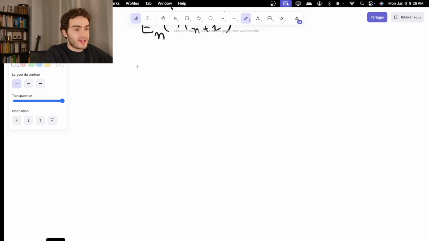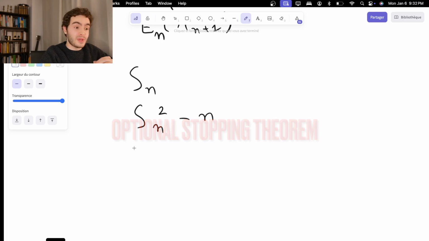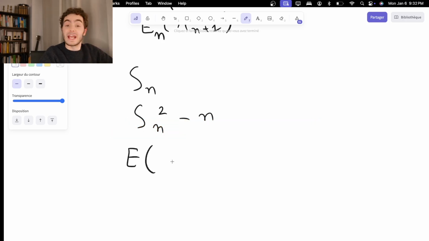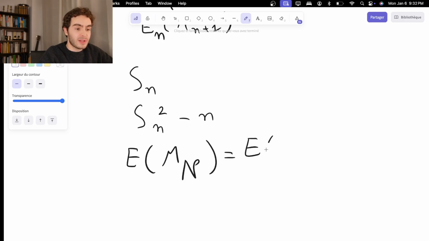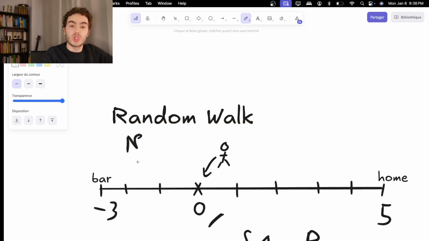We will prove that Sn and Sn squared minus n are martingales. Then we will be able to use the optional stopping theorem, which states that the expected value of a martingale at a stopping time, here capital N, is equal to the expected value of this martingale at its initial state, here M0. A stopping time is a random variable, usually N, which represents the time when we stop a process.